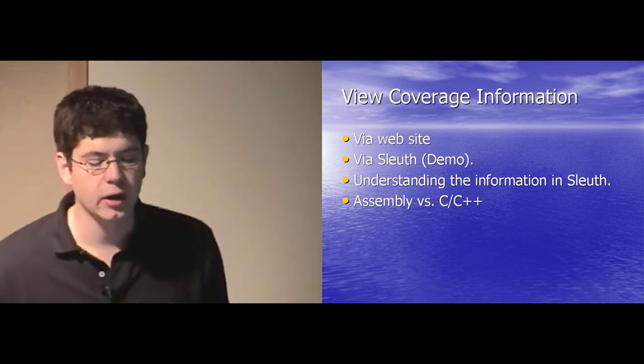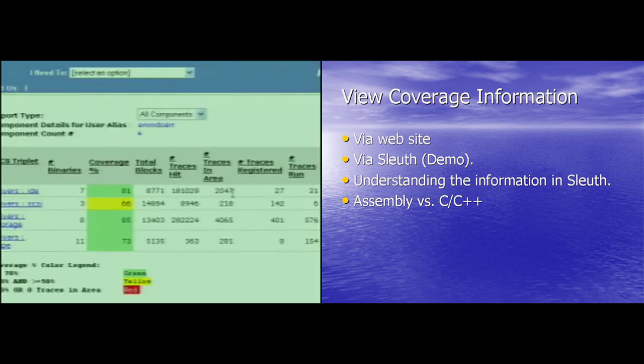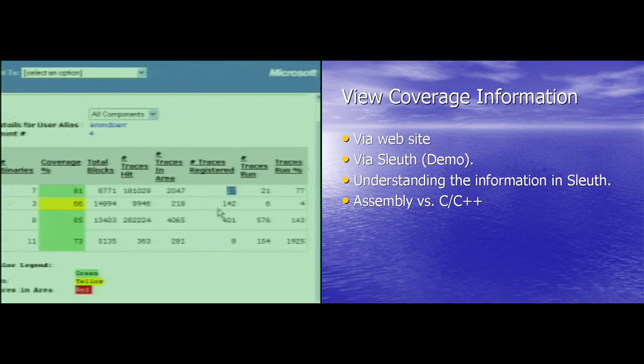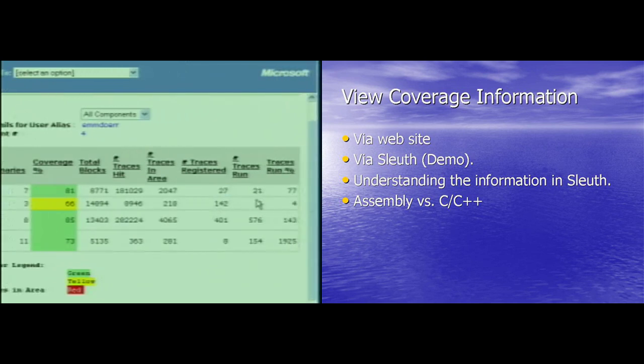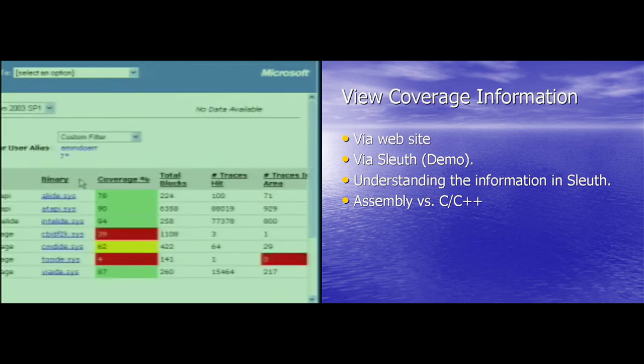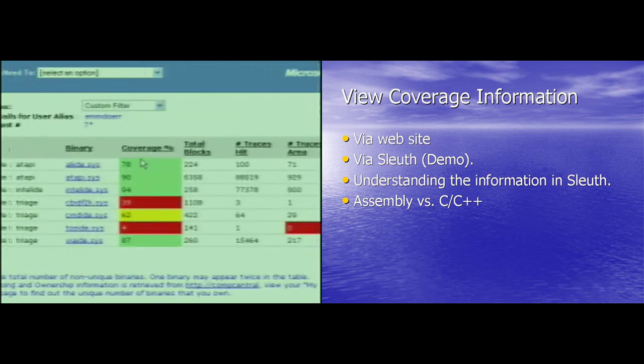Traces within my area, there's actually 2,000 of them. Traces registered, 27. Those are the ones that I personally have registered. The number that have been run and the percentage of traces that have been run. Now let me break this down a little further. And this actually breaks down the different binaries within this component.